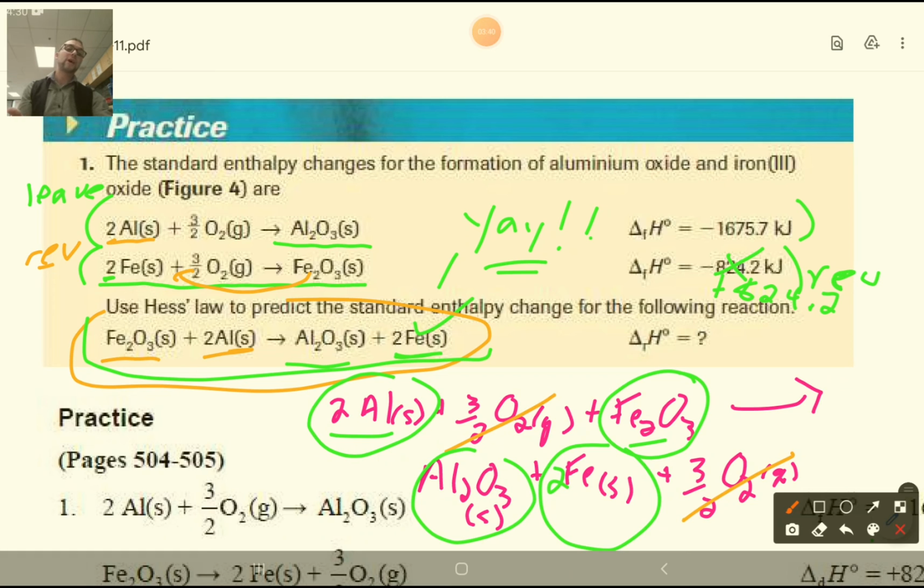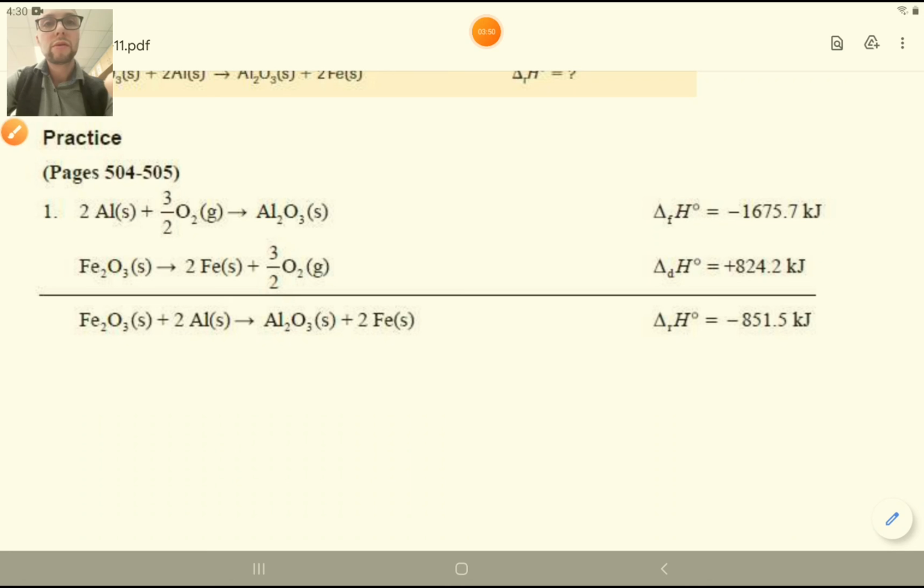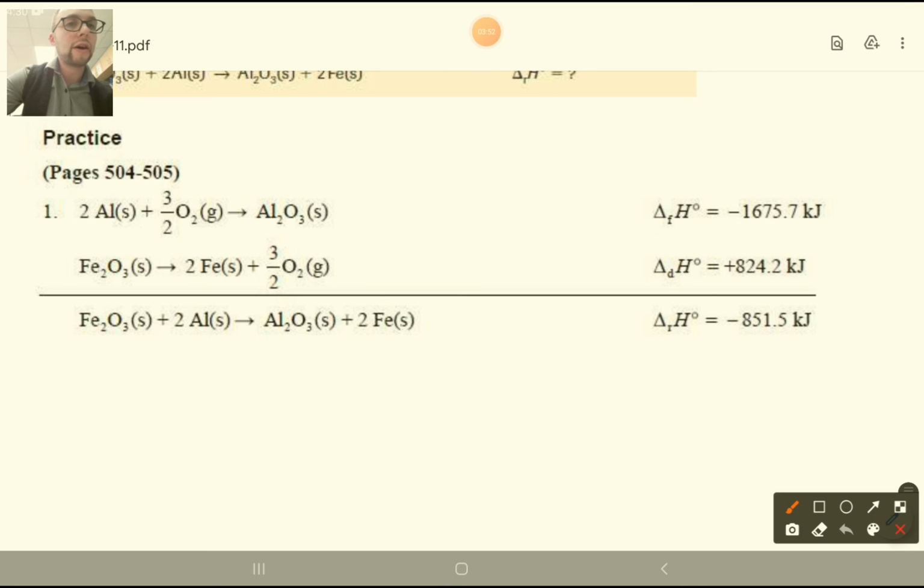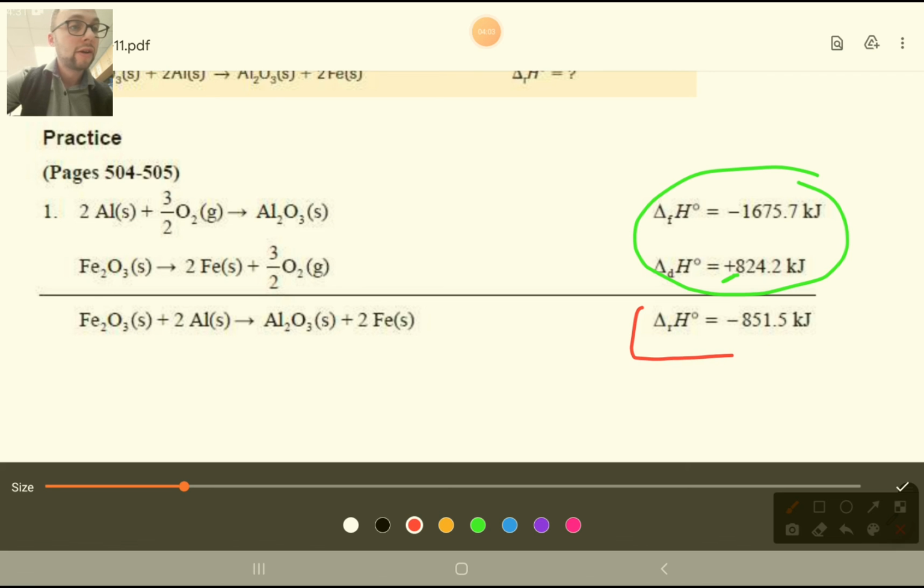Now that we've proven this reaction, we can add up these two enthalpies as we've changed them to get our final enthalpy change. And so seeing how we could just line them up over here, we're adding these two values. Note the change in sign over here, and our final enthalpy of reaction for our new experiment is negative 851.5 kilojoules.